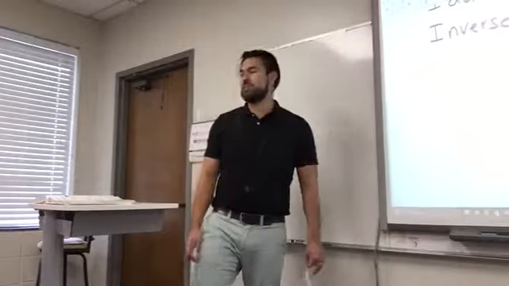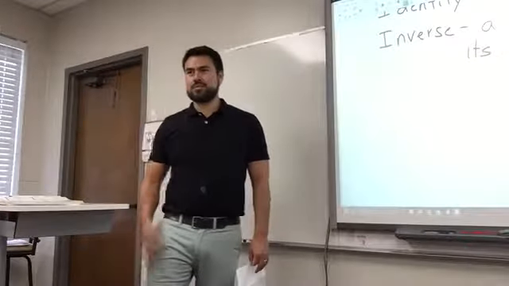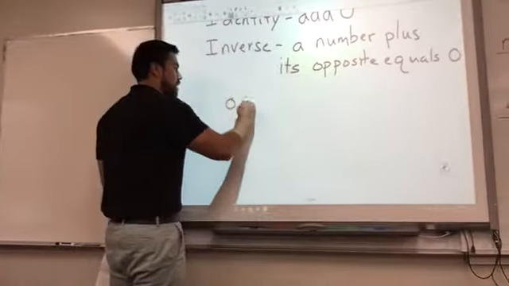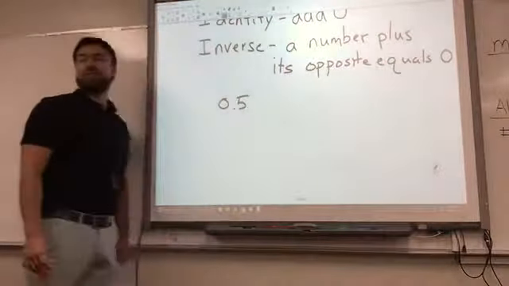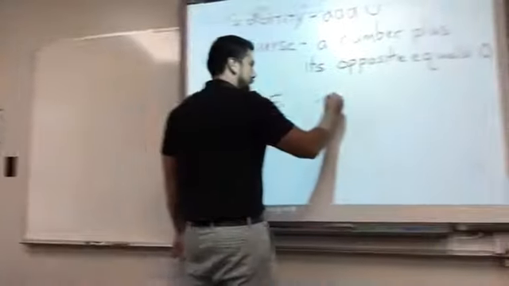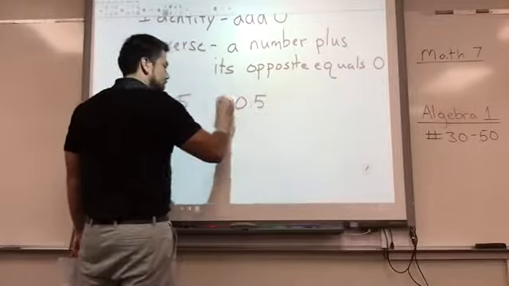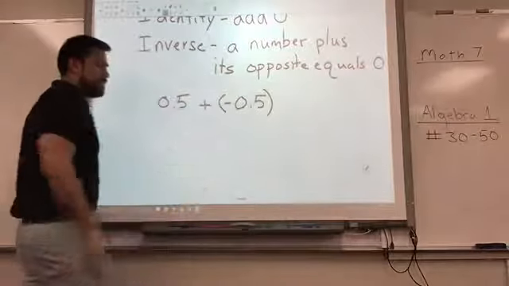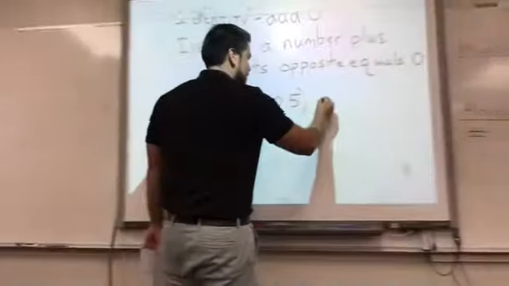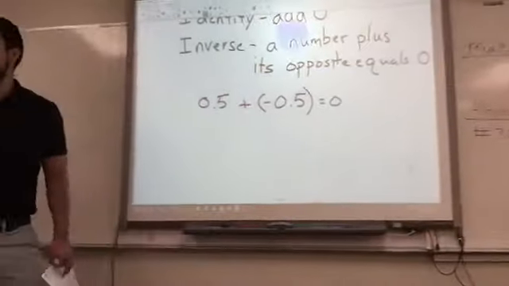All right, give me a decimal number. Somebody help me out with a decimal number. Sarah? 0.5. All right, so I'll put 0.5. Okay, what's the opposite of 0.5? The opposite. Cole? Negative 0.5. And what happens when you add these two together? Automatically gets you 0. So any number plus its opposite will give me 0.